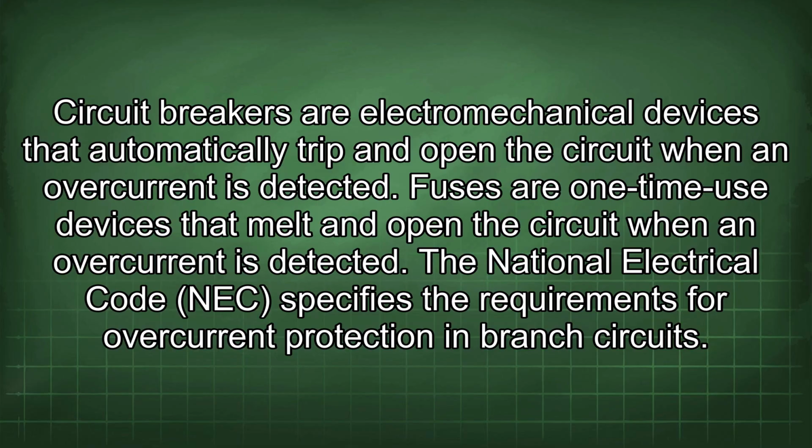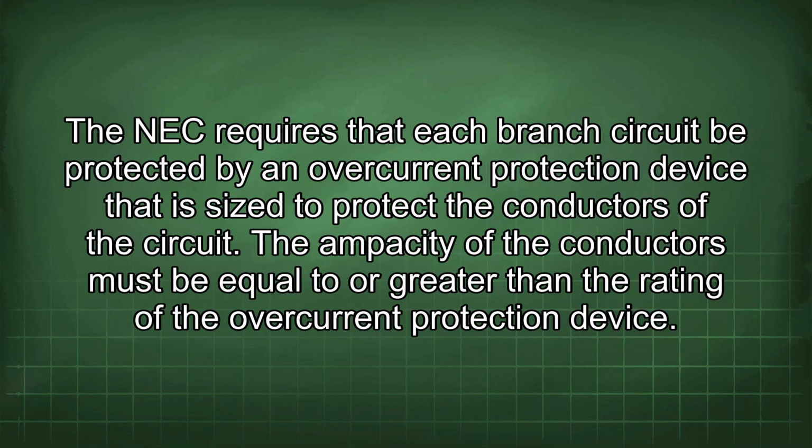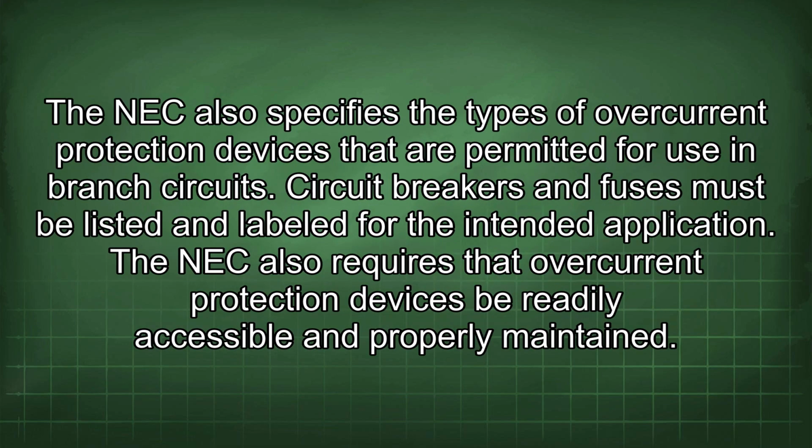The National Electrical Code (NEC) specifies the requirements for overcurrent protection in branch circuits. The NEC requires that each branch circuit be protected by an overcurrent protection device that is sized to protect the conductors of the circuit. The ampacity of the conductors must be equal to or greater than the rating of the overcurrent protection device. The NEC also specifies the types of overcurrent protection devices that are permitted for use in branch circuits. Circuit breakers and fuses must be listed and labeled for the intended application.